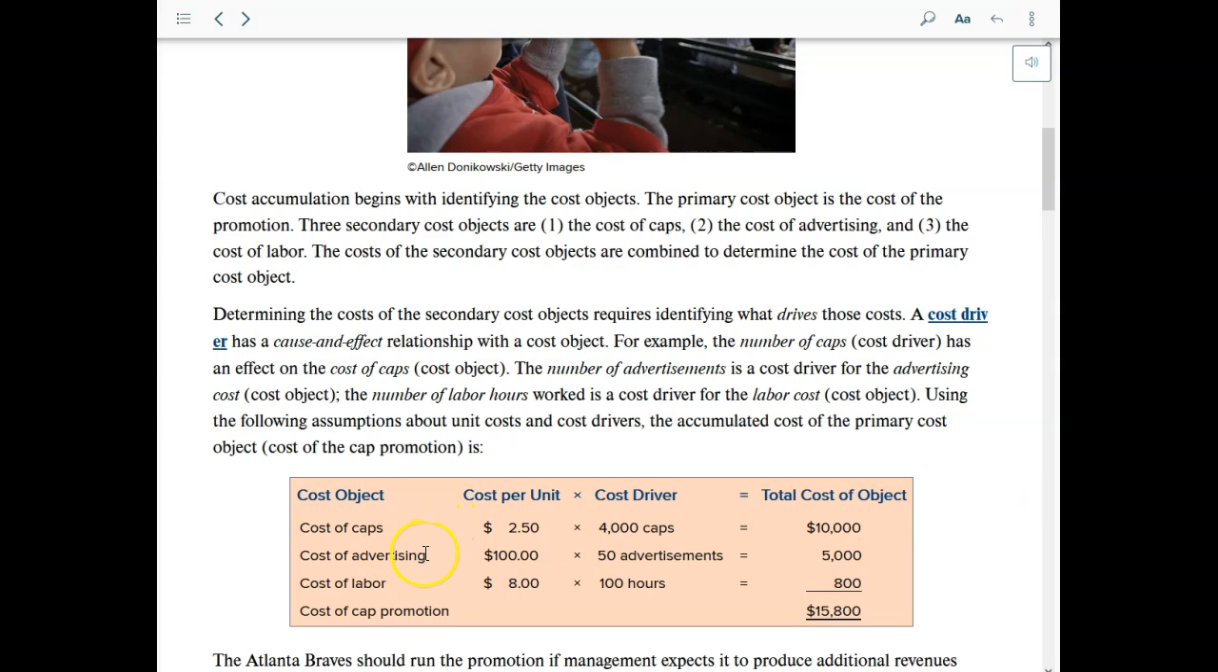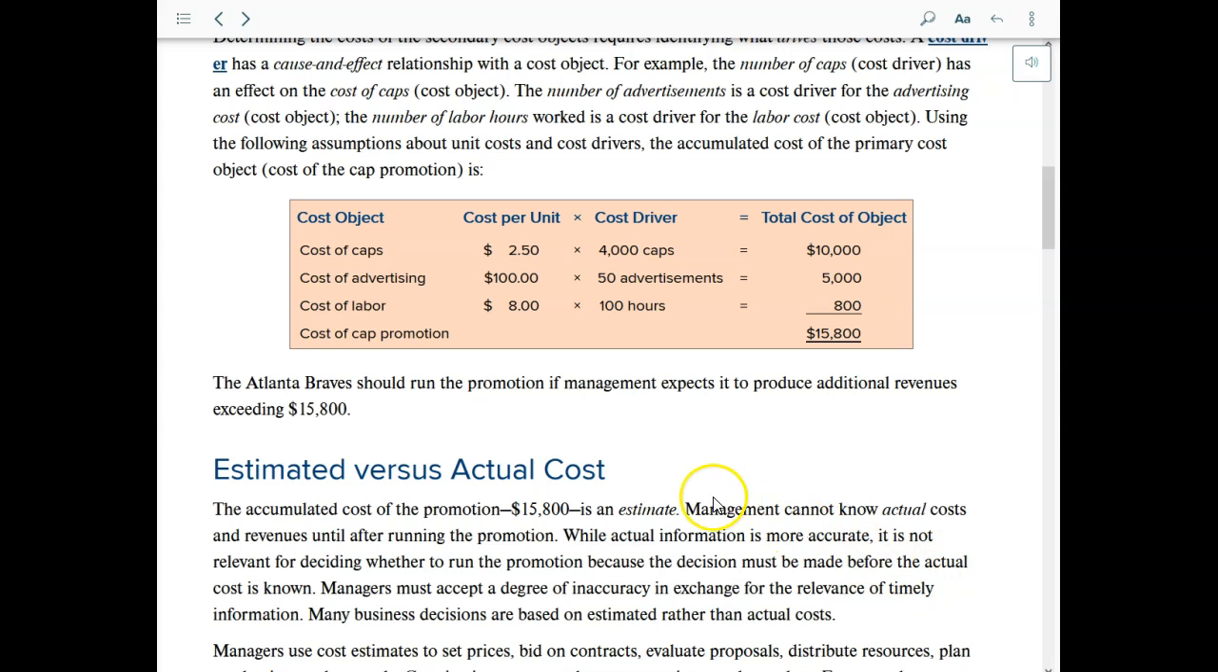So if the caps cost $2.50 each, and we have 4,000 baseball caps we're going to give out, that is $10,000. Advertising, if it's $100 per unit, and we put 50 advertisements out there, maybe in radio and newspaper and so forth, that costs $5,000. And the cost of labor, if we're going to pay $8 per hour, and we're going to use 100 hours of labor, it's going to be $800 in total cost. So the total cost of this promotion idea looks like it's going to be $15,800, and management is hoping that it'll produce revenues of more than that.